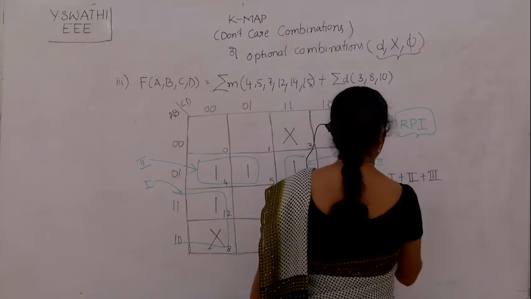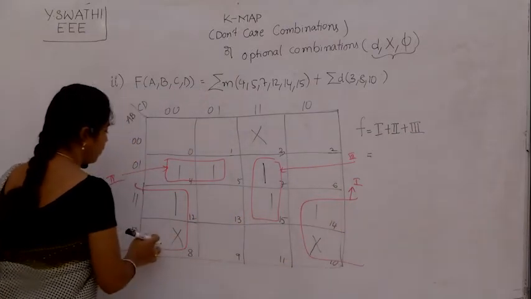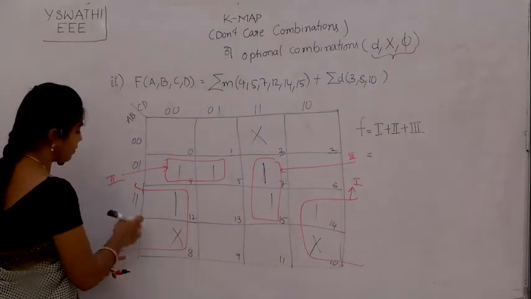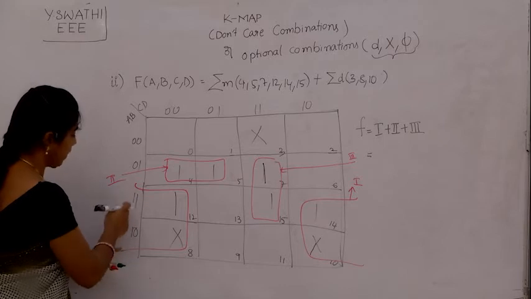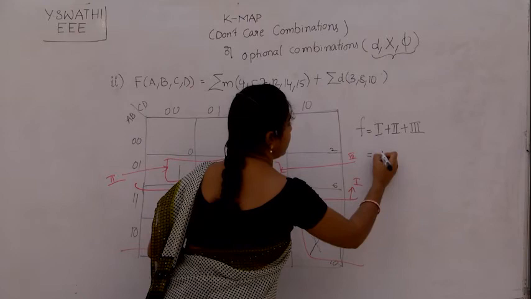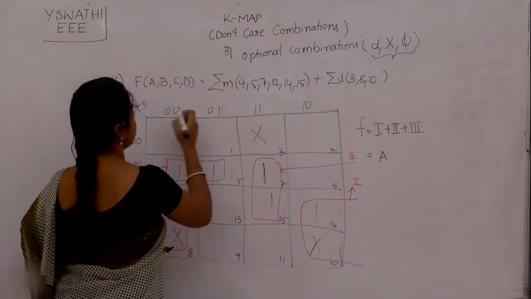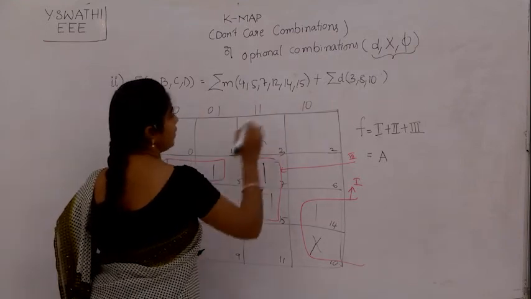So 3 prime implicants are there. Coming to the first prime implicant, that is a quad formation. In this combination, in the AB combination, A is unchanged in uncomplemented form, and in the CD combination it is changed from 0 0 to 1 0.